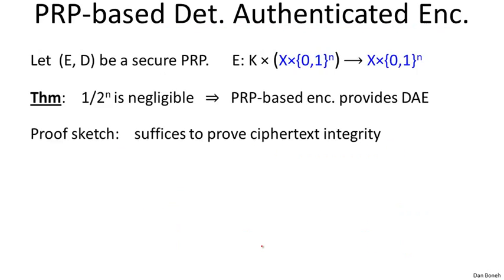And I claim that this very simple mechanism actually provides deterministic authenticated encryption, assuming, of course, that you've appended enough zeros. In particular, if you append n zeros, we need 1 over 2 to the n to be negligible. And if so, then this direct PRP-based encryption does provide deterministic authenticated encryption. So let me see why. Well, we already argued that the system is CPA secure, so all we have to argue is that it provides ciphertext integrity. And again, that's easy to see.